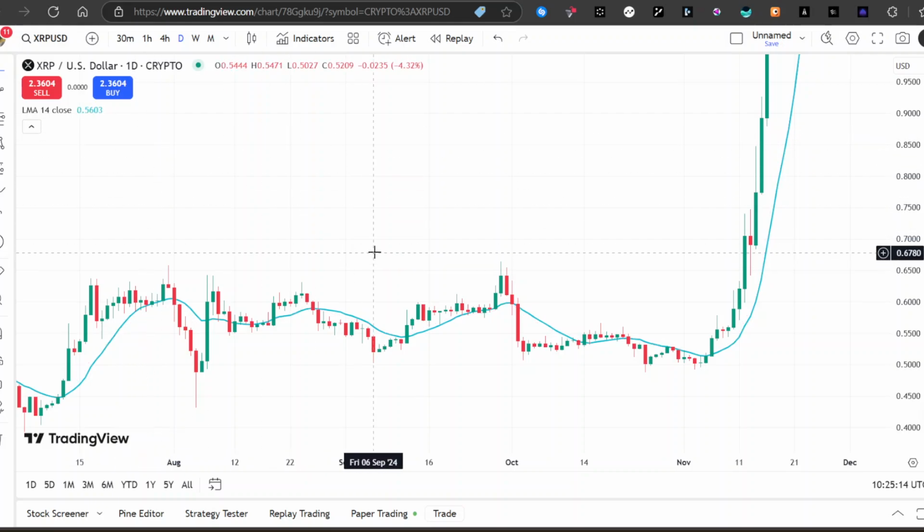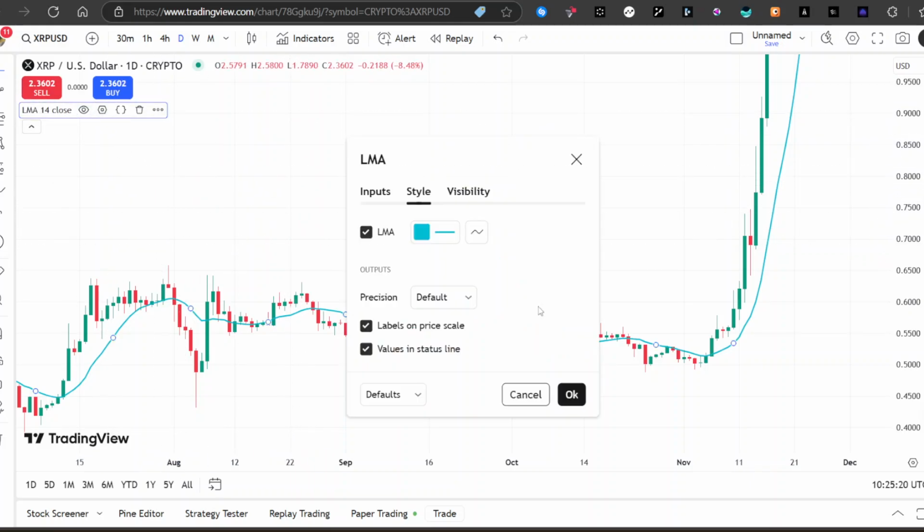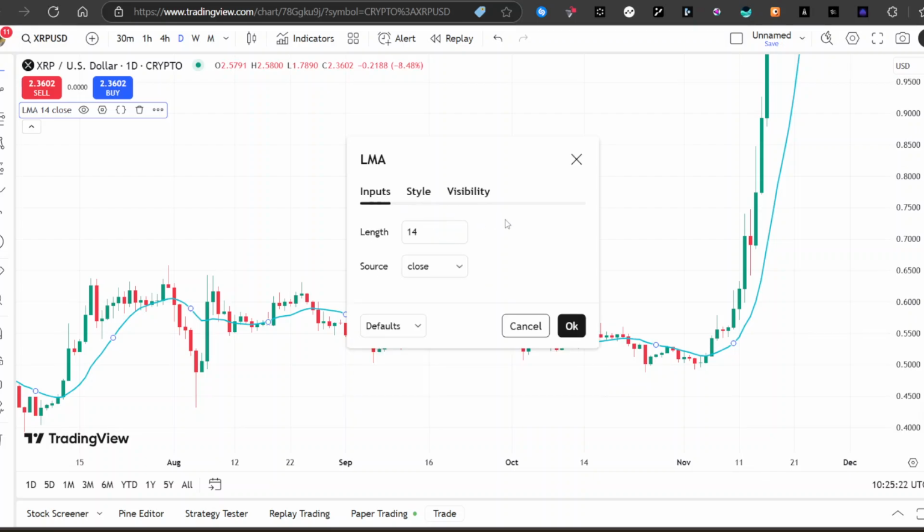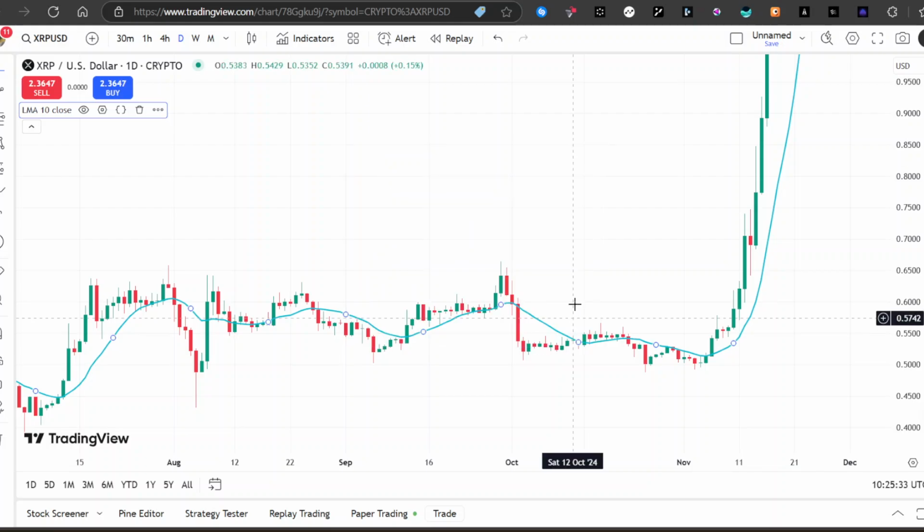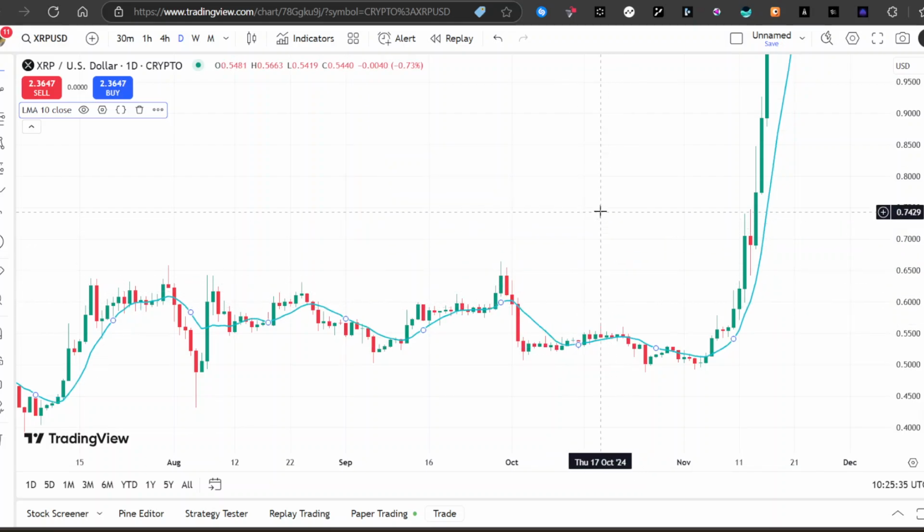All right. Now, the best LMA settings depend on your trading style. So if you are a day trader, for short-term trading, you might want to use the 10 period. You can just change the length to 10, or you can change it to 20, depending on your trading style. You can use the 10 to 20 period LMA on the 5-minute chart or the 15-minute chart for quick trend shifts, okay?